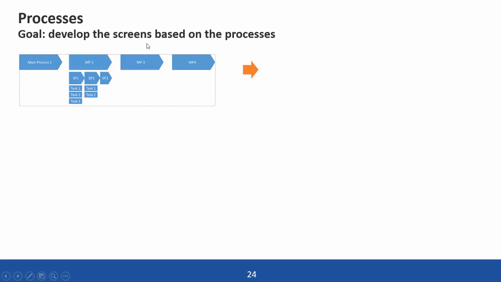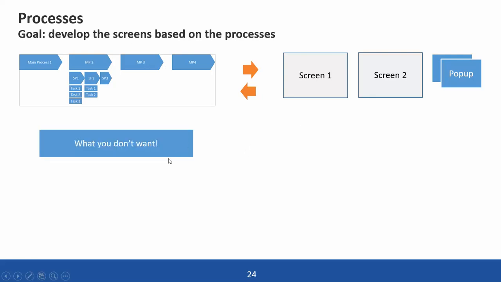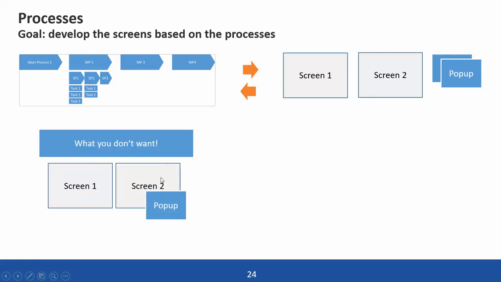And what you're doing is coming from the process and going to the screens. A lot of people make the mistake of going from the screens and trying to capture the processes. I mean, there will be some feedback and changes all the time, but you always come from the process, because what is the thing you want to achieve? What you don't want is something like this: you have defined two screens, and the user is clicking on screen 1, then clicking on screen 2, clicking on a pop-up, clicking on a pop-up, and coming back to screen 1.